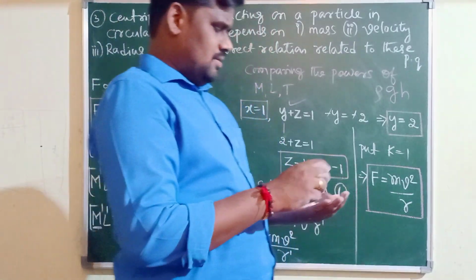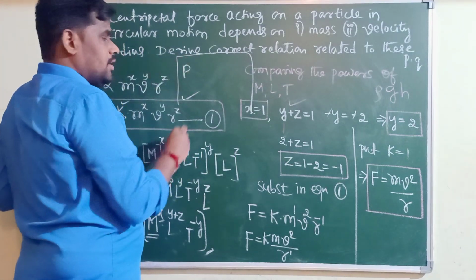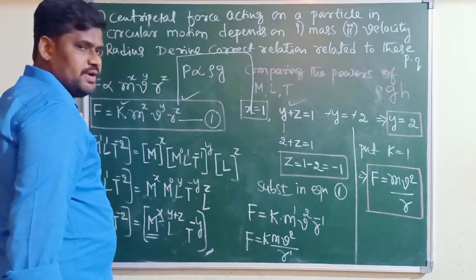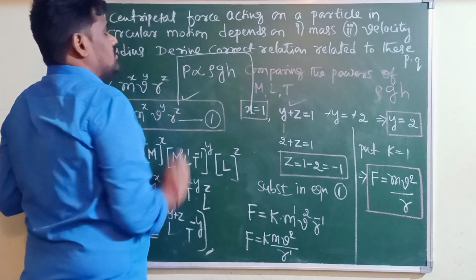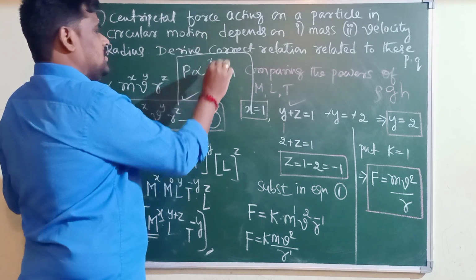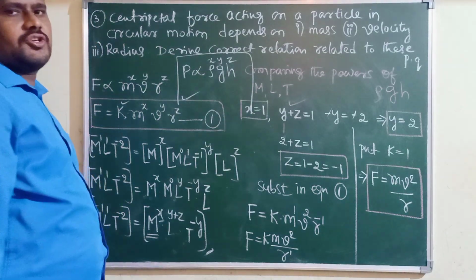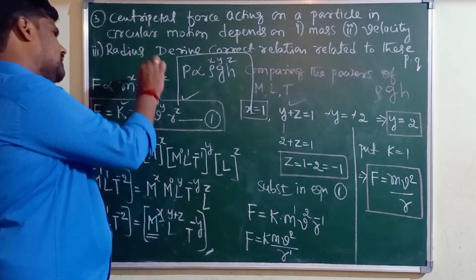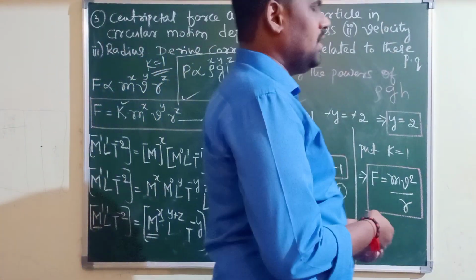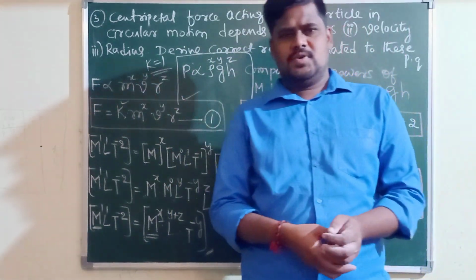Will you try? What have they given? Input is the pressure P of a liquid depends on density rho, acceleration due to gravity g, and height h. P depends on rho, g, h. How does it depend? Rho power x, g power y, h power z. Derive the correct relation related to the physical quantity. But here k value is taken as 1. You try this formula. So when I come to the next class, we'll discuss the answer for the same. Okay? Next class we'll continue.